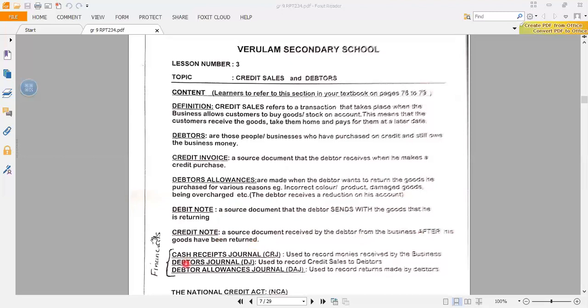So we have three journals that we are going to look at. The cash receipts journal is used to record monies received by the business. The debtors journal is used to record credit sales to the debtors, and the debtors allowances journal is used to record returns made by the debtor. So basically that is what credit sales and debtors is about.